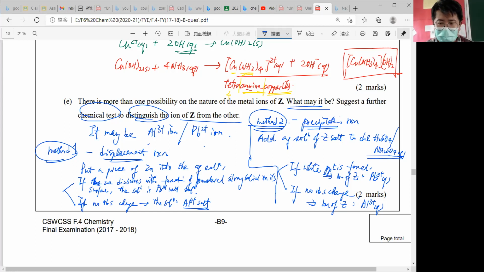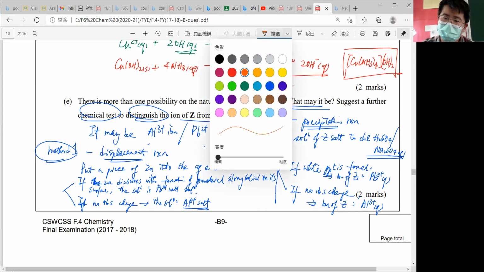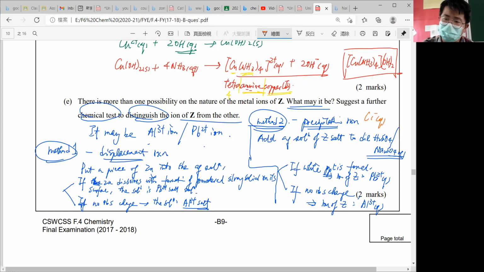If there is a white PPT reform, it's lead to iron, while for no observable change, it is lead aluminum ion. For the choice of a reactor chemical, it can be any chloride or any sulfate. Chloride, sulfate are both okay. Chloride is also okay. For example, sodium chloride solution. Hydrochloric acid. Questions?